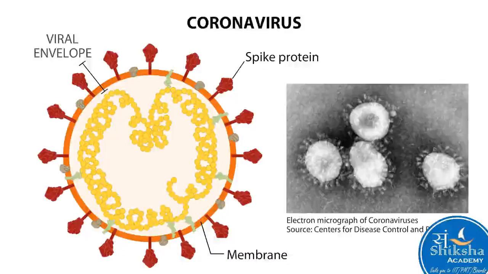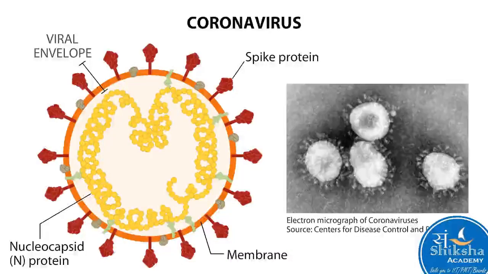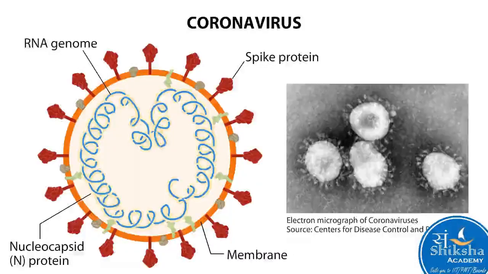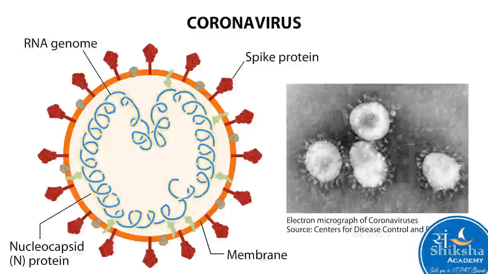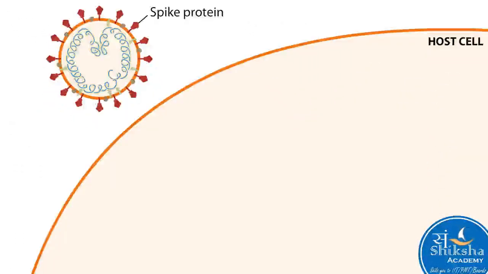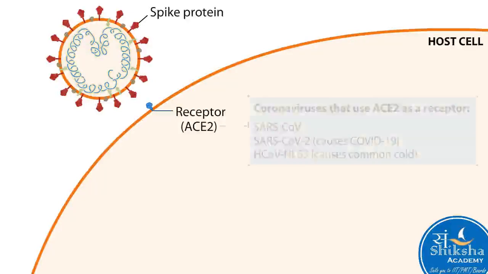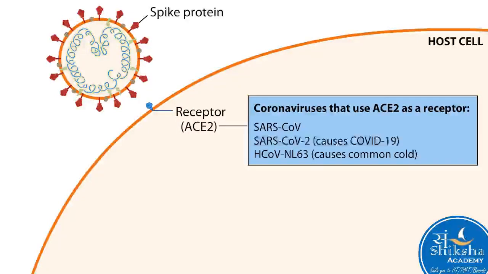Inside, the genetic material is coated in proteins called nucleocapsid, or N protein. The genetic material is RNA rather than DNA. To replicate, a virus must enter a host cell. Coronaviruses bind to receptors on the cell surface. The host protein, ACE2, is used by some coronaviruses, including SARS-CoV-2, which causes COVID-19.